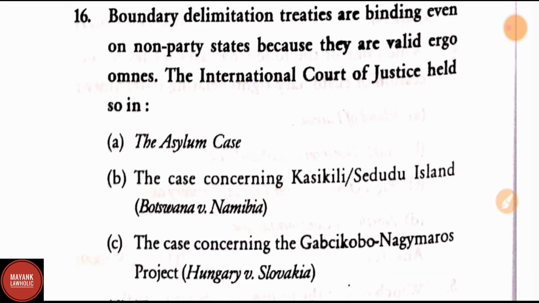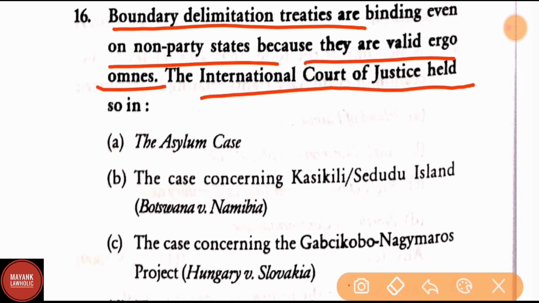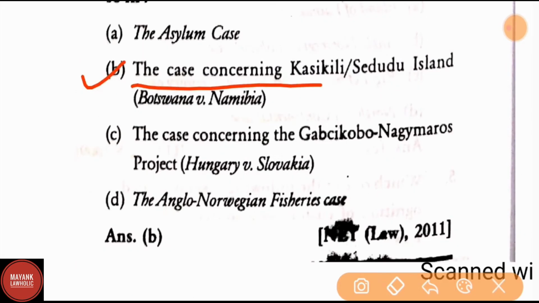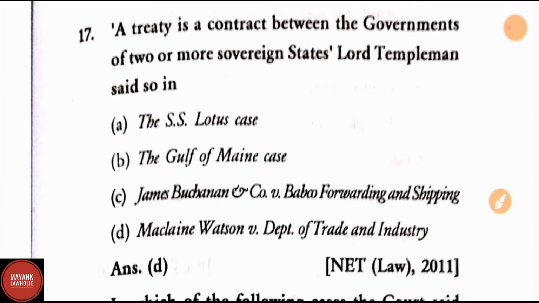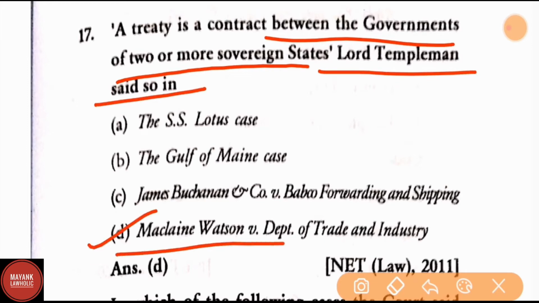Question number 16. Boundary delimitation treaties are binding even on non-party states because they are valid erga omnes. The International Court of Justice held so in the case concerning Kasikili/Sedudu Island, that is, Botswana versus Namibia. Question number 17. A treaty is a contract between the governments of two or more sovereign states. Lord Templeman said so in Maclaine Watson versus Department of Trade and Industry.